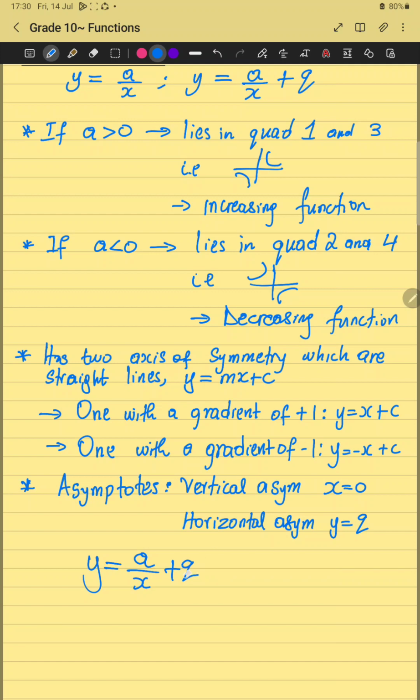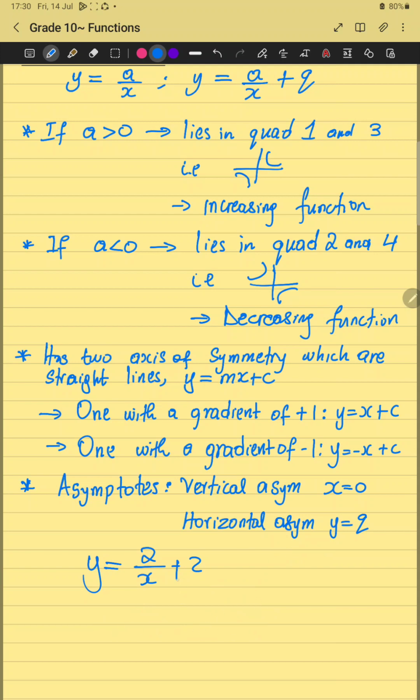Or let me just put it this way. Let me just say it's 2 over x minus 2. Then what will be the horizontal asymptote here? It's going to be y is equal to -2. Then if it is plus, it's going to be plus. We just take that value as it is. That is why we see that q there.